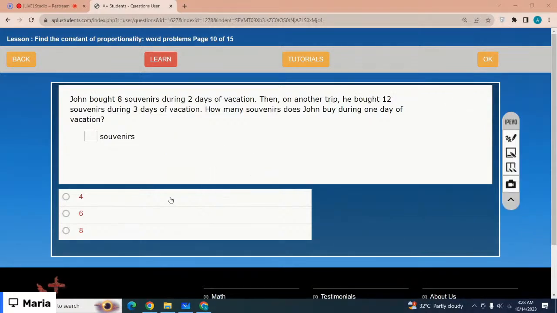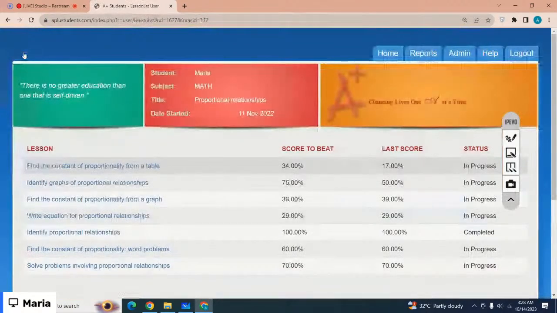Okay, you can complete the lesson by yourself later today. Let's just move on to the next lesson. The next lesson is solve problems involving proportional relationships. So how do we solve problems with proportional relationships? Let's just start with an example.